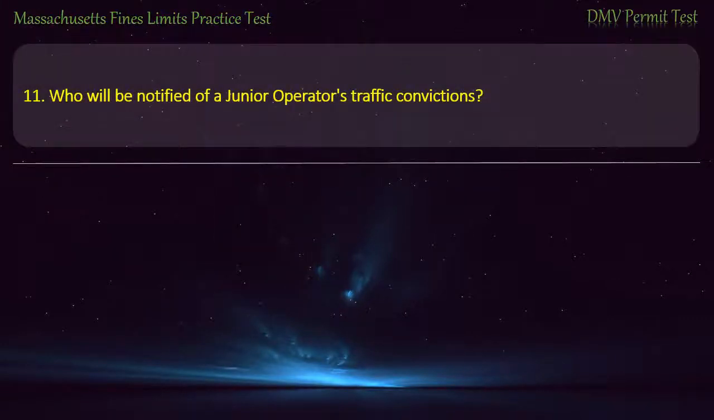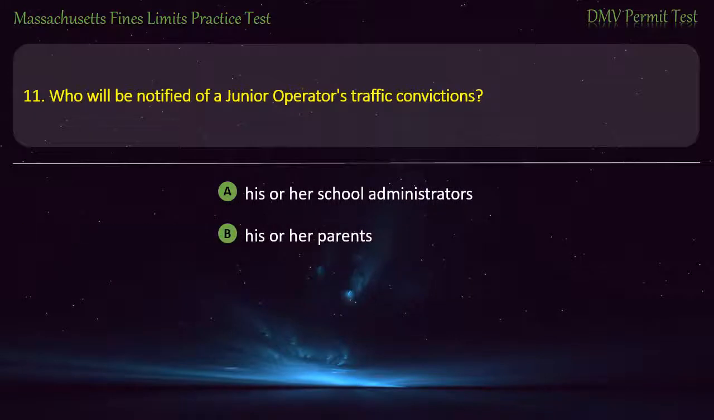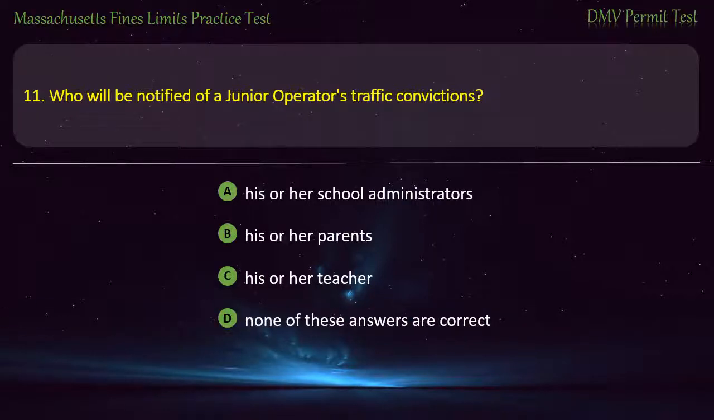Question 11. Who will be notified of a junior operator's traffic convictions? His or her school administrators. His or her parents. His or her teacher. None of these answers are correct. Answer: His or her parents.